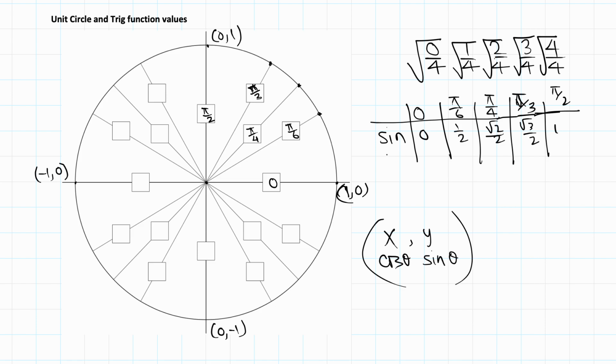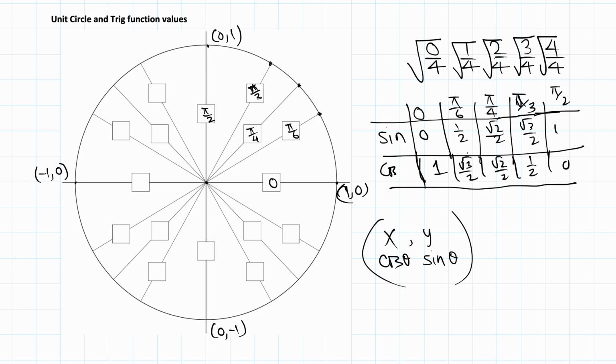Sine means y coordinates. Now if we write them in reverse order, 1 here, root 3 over 2 here, root 2 over 2, 1/2 here, and 0, just going from behind, that will give us cosine values. And if we divide sine by cosine, that's tangent. So now this one is x, y, right? It's kind of backward, but 1, 0, that's what we have here for 0.